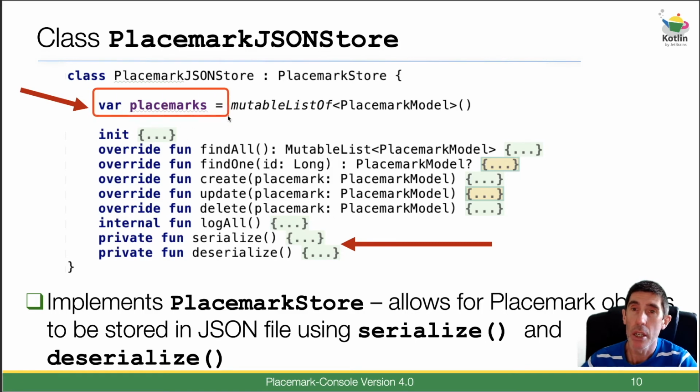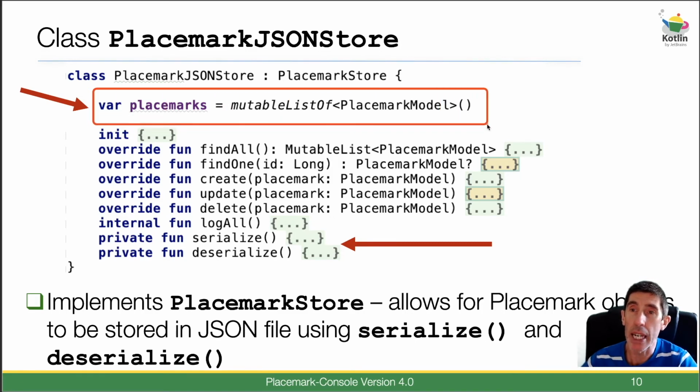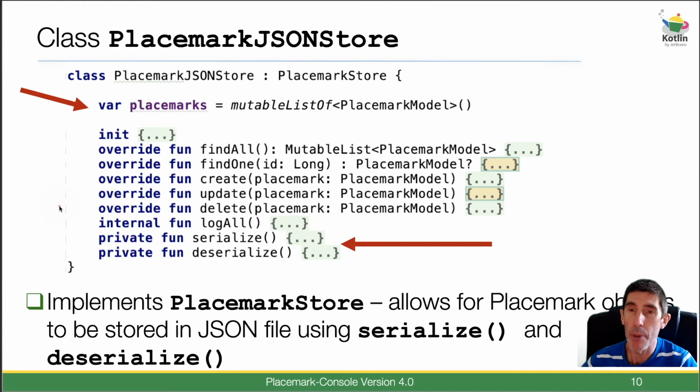Where we initially had a simple array list, we now have a mutable list. That's relevant because we're going to be writing this to file. So when changes are made, we might want to store those out, so we need that to be changeable. We have a few extra functions down here to carry out the specific serialization and deserialization, so writing out to disk and reading back in from disk, or from that JSON file. So we've added those to the PlaceMark JSON store.